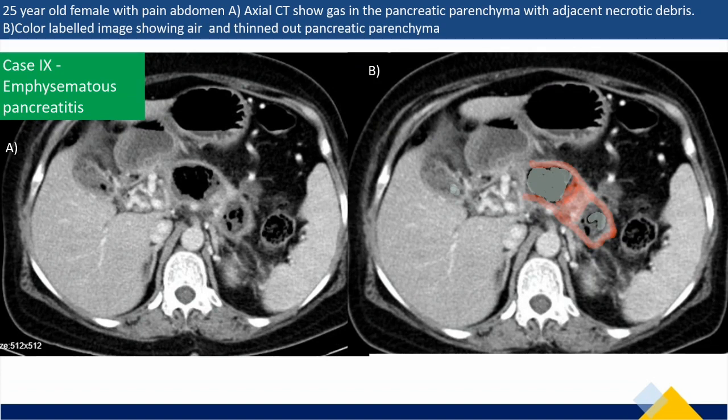25-year-old female with pain abdomen. Axial CT shows gas in the pancreatic parenchyma with adjacent necrotic debris. Color labeled image shows air and thinned pancreatic parenchyma. This is a case of emphysematous pancreatitis.